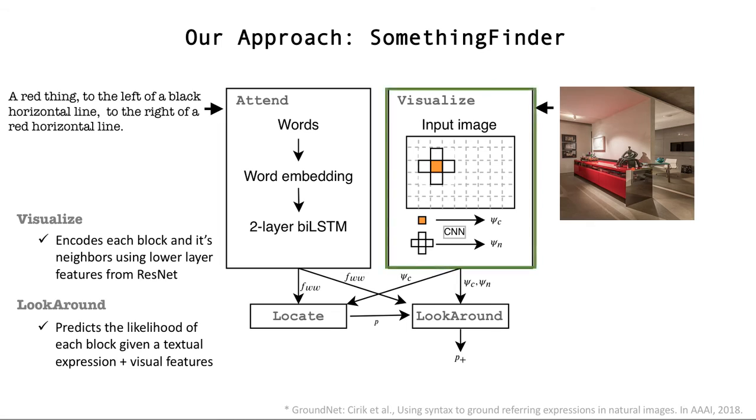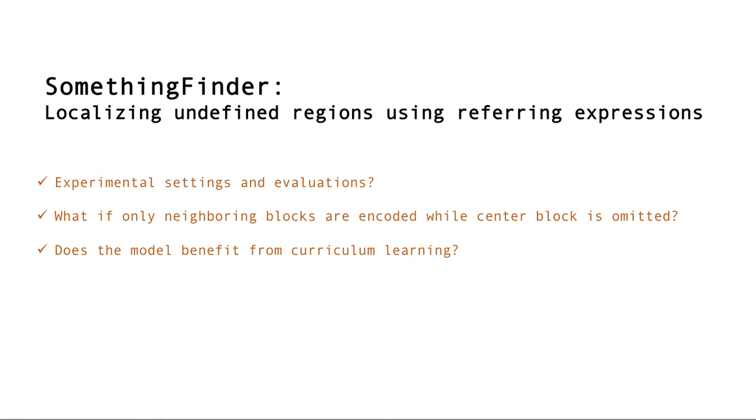The module visualize encodes each block along with its immediate neighbors using lower layer features of ResNet as they are 2D in nature. Making use of such low-level features, which are known to carry crucial low-level information, actually serves as an advantage for our approach, as fundamental attributes we consider are closely correlated with basic shapes such as colors, lines, and corners. The module lookaround predicts the likelihood P+ for each block given a textual expression and the visual features of itself and the neighbors.